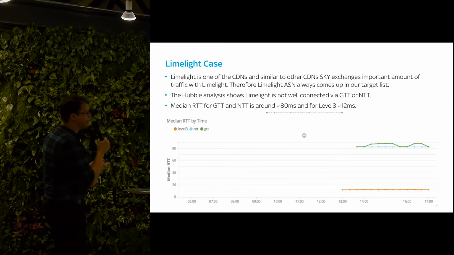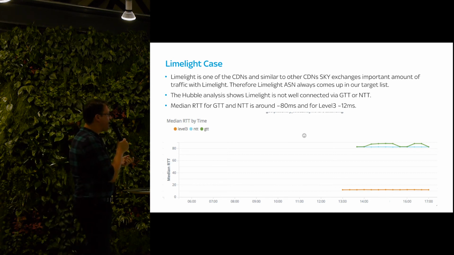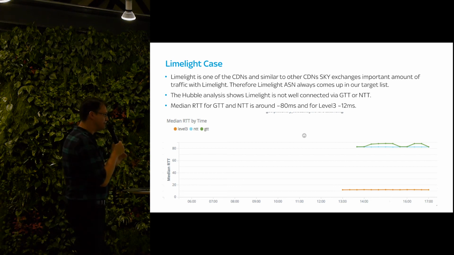And one of the things we discovered, which we didn't know about, is Limelight. Limelight is a content delivery platform. And when we look at this Limelight graphic, we noticed that Level 3 has around 12 milliseconds of round trip time, but GTT and NTT have around 18 milliseconds, and that is telling us something really interesting is going on.